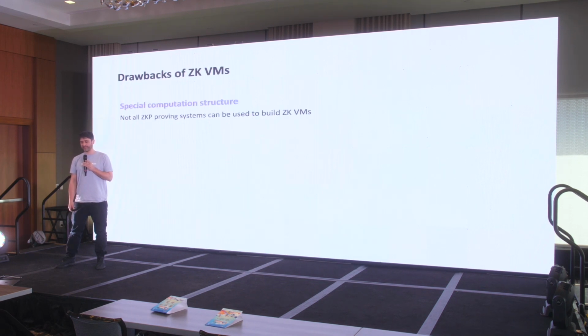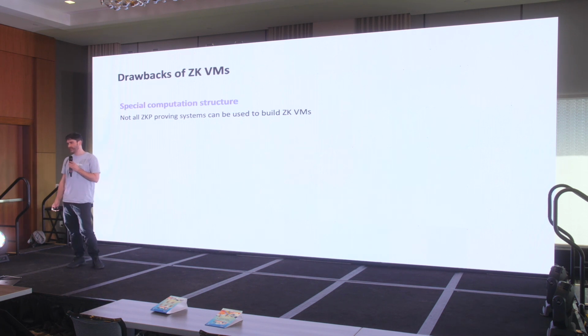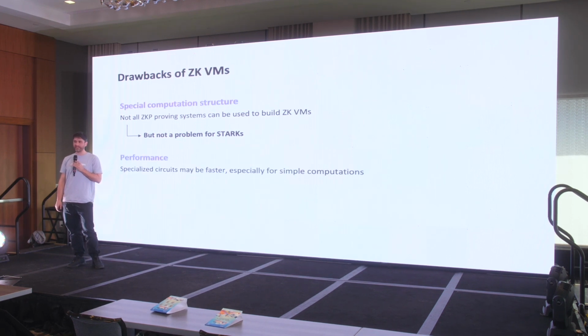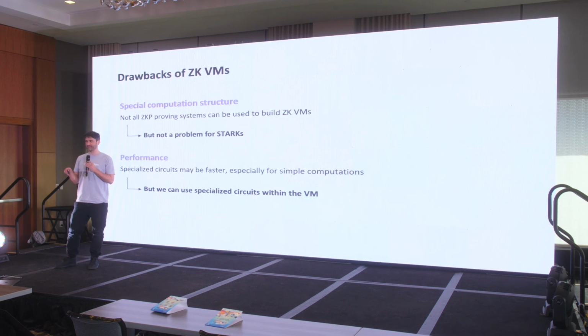The bad thing about ZK-VMs is that it doesn't work with all proving systems, but for STARKs, it works pretty well. The performance is worse than if you have specialized circuits, but you can have specialized circuits even within the VM to even it out. It will always be slower than when you would go for a pure circuit approach for a single program, for example. But yeah, these are the trade-offs.